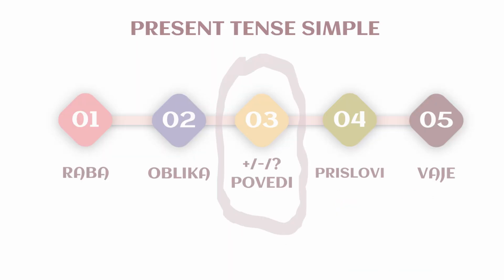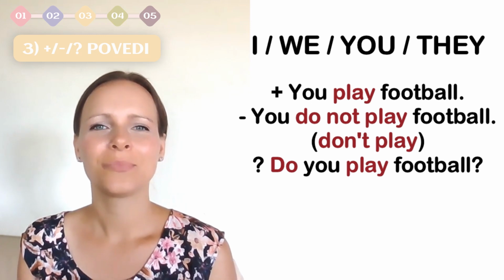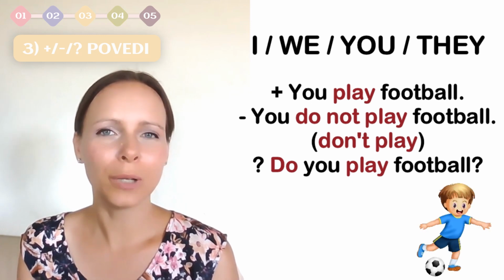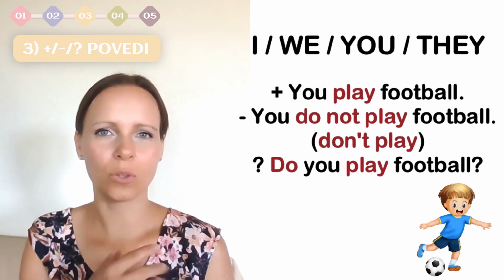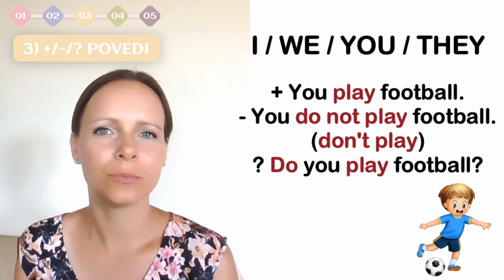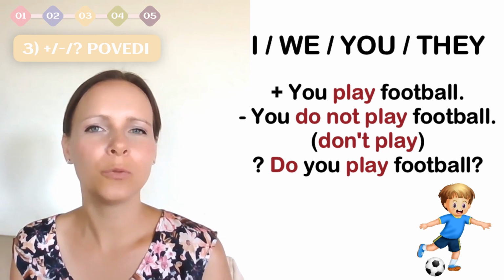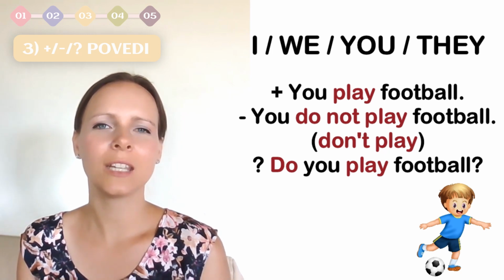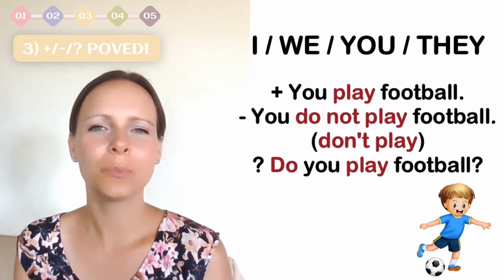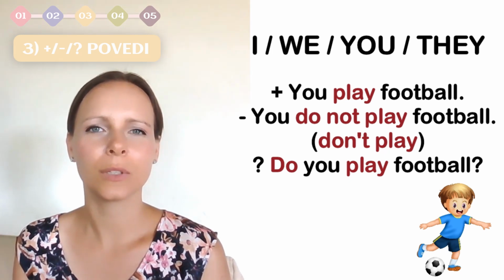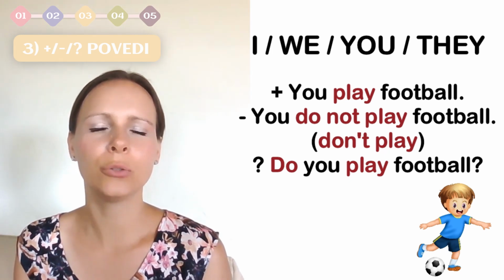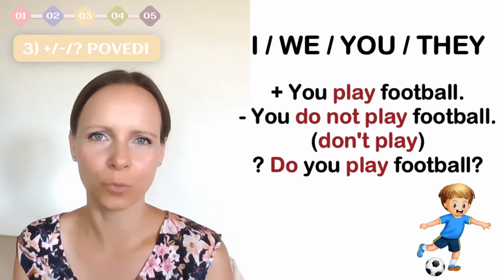Trdilne, nikalne in vprašalne povedi. Positive, negative, and interrogative sentences. Let's start with the positive sentences. You play football. By the way, it's the same with I, they. So I, we, you, they. You play football. We negate. You do not play football. A shorter version would be you don't play football.